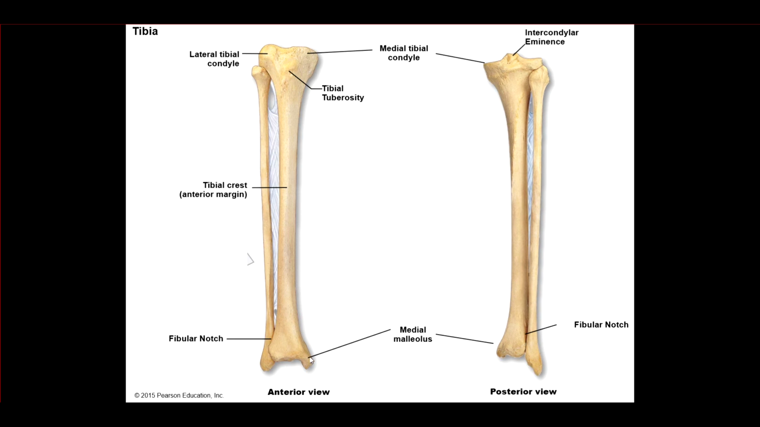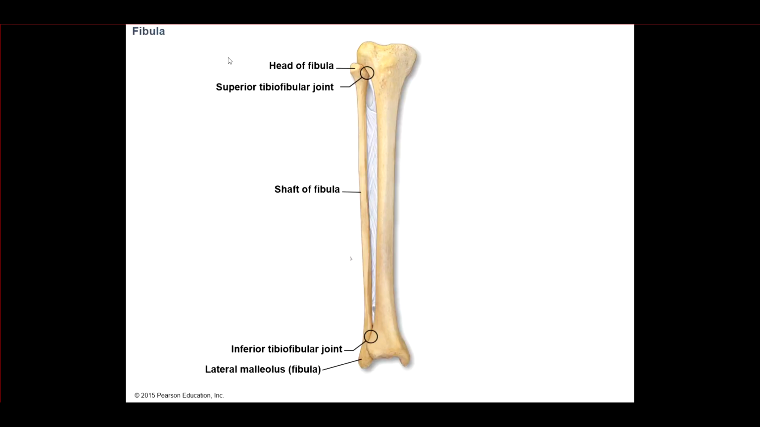Now, the fibula just has three landmarks that I'd like you to know. The fibula at the top, this rounded area here, is known as the head. The long middle part is just going to be called the shaft. And then if you go down and feel by your ankle on the outside, this big bump on the outside is the lateral malleolus. So the three parts I want you to know are head, shaft, lateral malleolus, and that's of the fibula.